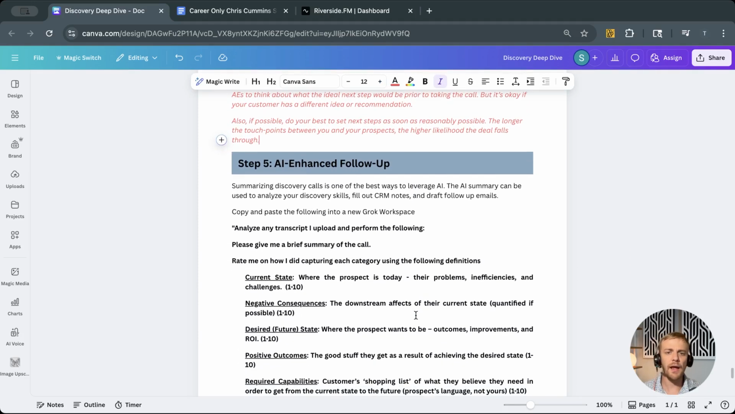And last but not least, AI enhanced follow-up. I imagine most of you guys are using AI to some degree to analyze the transcript from your discovery call.